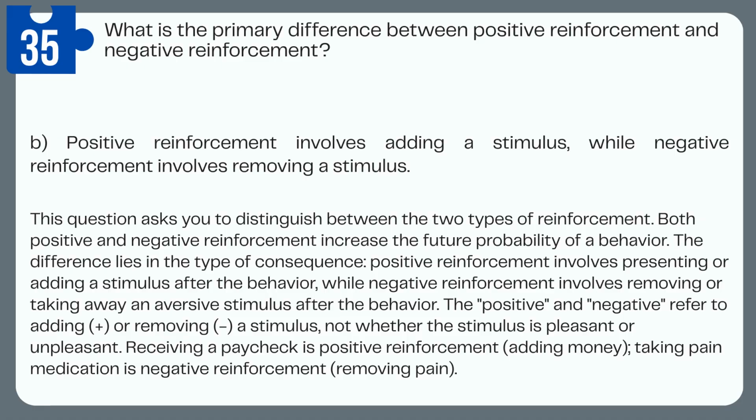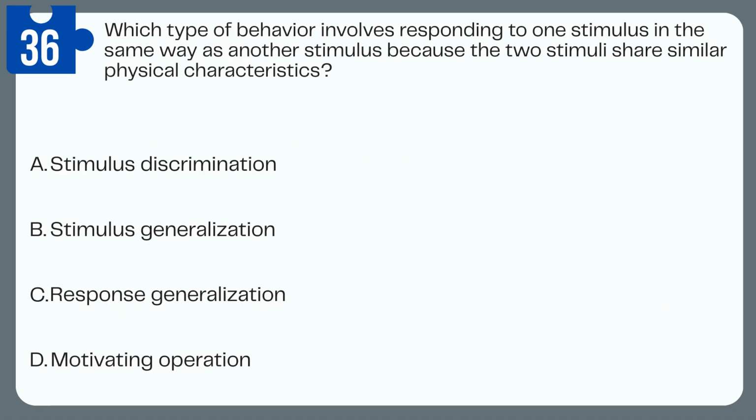The positive and negative refer to adding, plus, or removing a stimulus, not whether the stimulus is pleasant or unpleasant. Receiving a paycheck is positive reinforcement: adding money. Taking pain medication is negative reinforcement: removing pain. Question 36. Which type of behavior involves responding to one stimulus in the same way as another stimulus, because the two stimuli share similar physical characteristics?